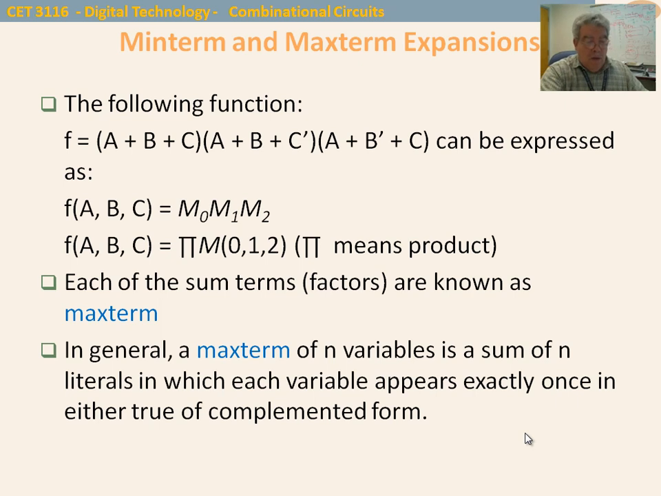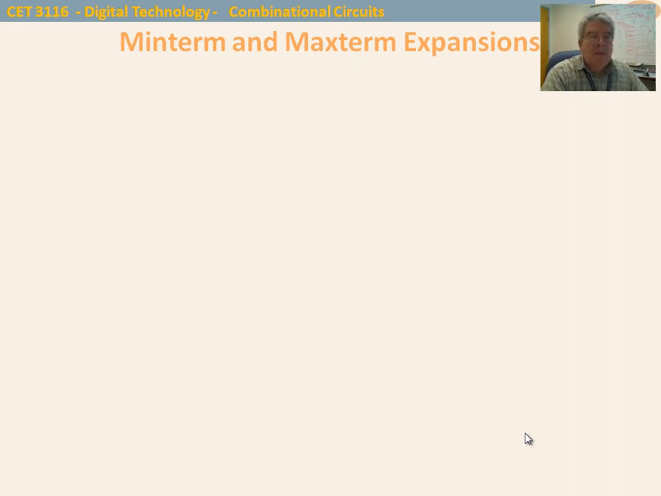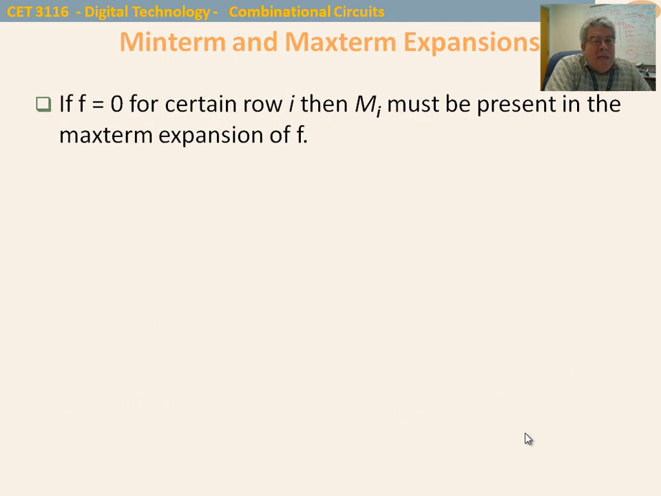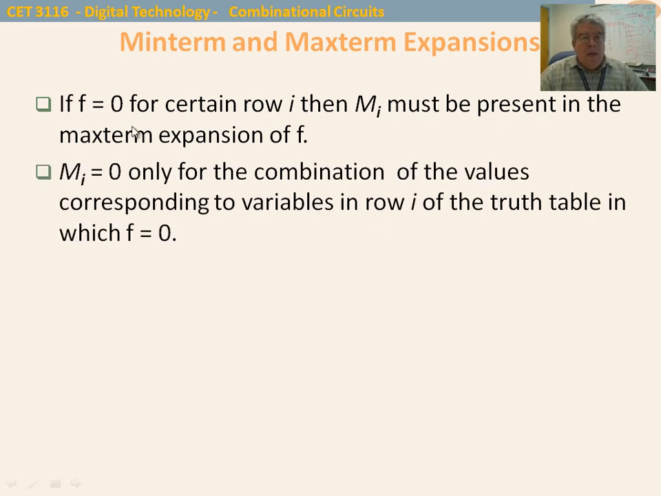All right, you see one example for that. Okay, see the following. If one of the rows is 0, then in the expansion or the expression using max terms, the max term corresponding to this row should be present, similarly to what happens with the min term. Here, the max term Mi is equal to 0 only for the combination of values that makes this particular row equal to 0.